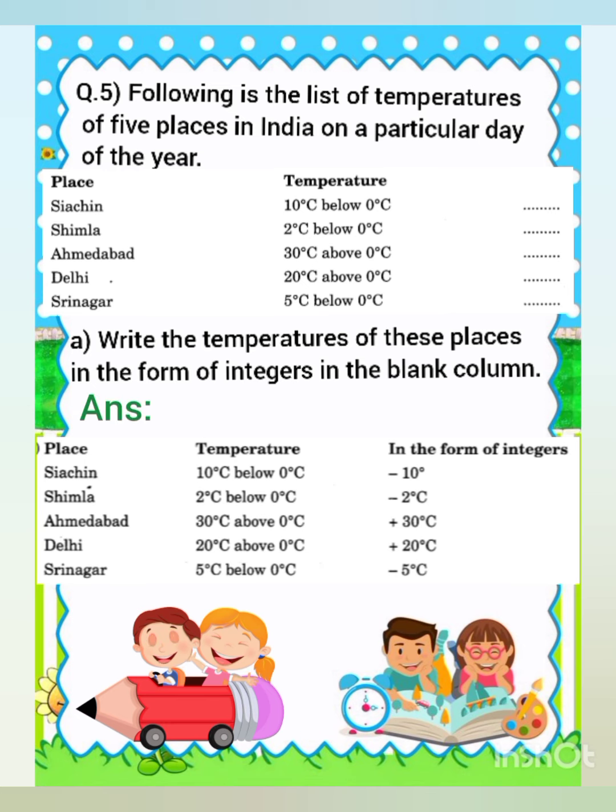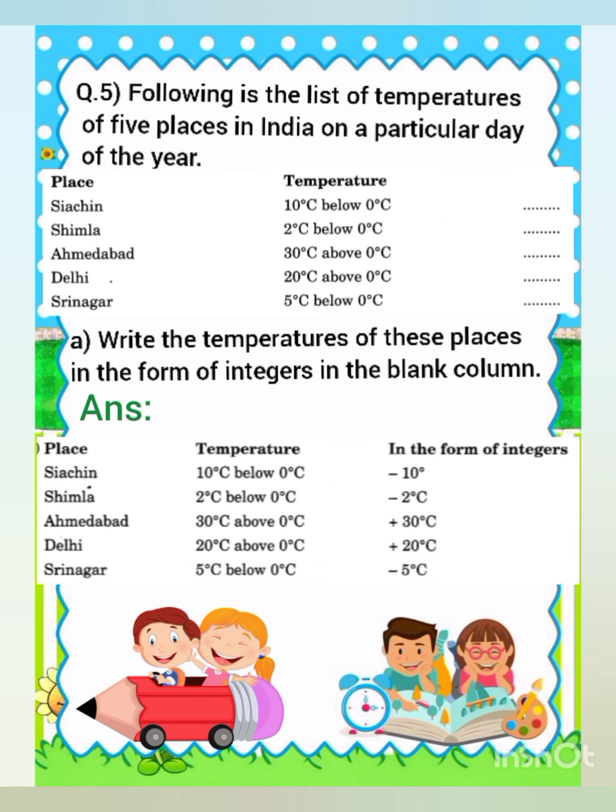So here, for Siachen, minus 10 degrees, for Shimla, minus 2 degrees Celsius, for Ahmedabad, plus 30 degrees Celsius, for Delhi, plus 20 degrees Celsius, and for Srinagar, minus 5 degrees Celsius. That means for below, negative integer, and for above, positive integer. Here plus 30 degree and plus 20 degree are for above. Understand, my dear students? Similarly, minus 10, minus 2 and minus 5 degrees Celsius are for below. In this way, we have completed sub-question A.